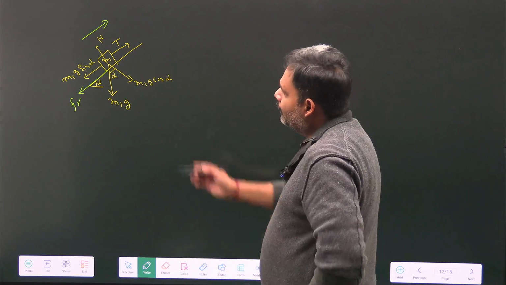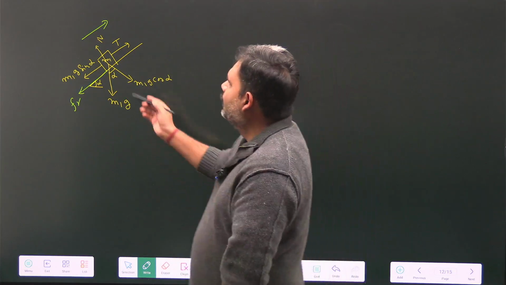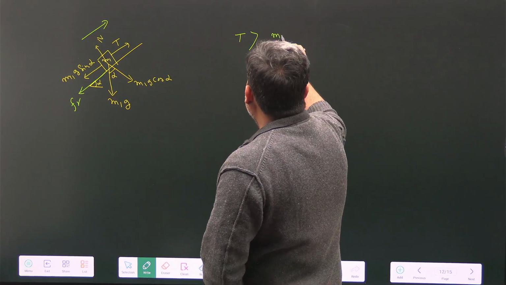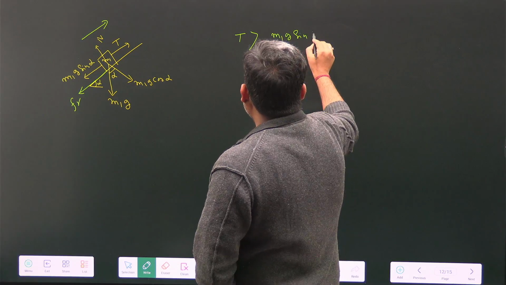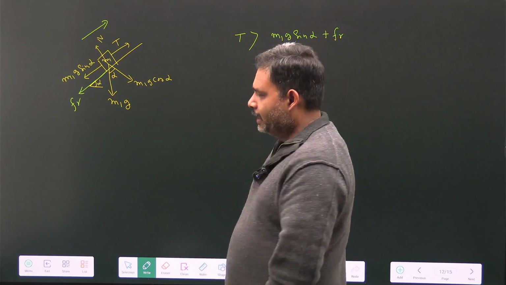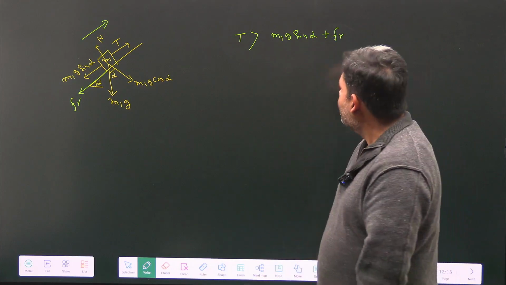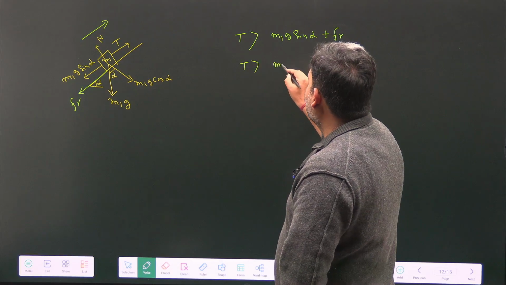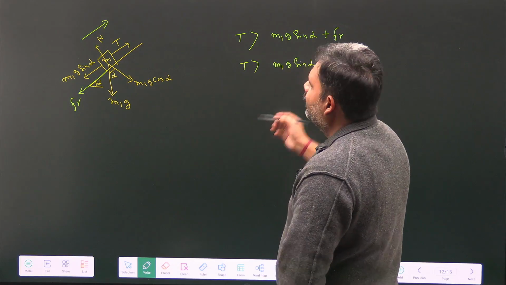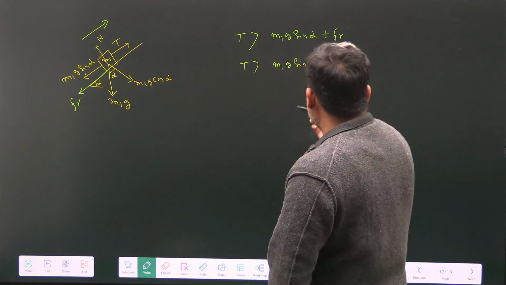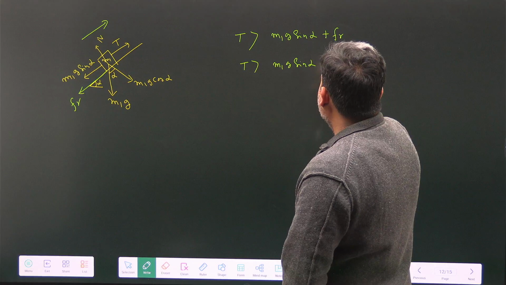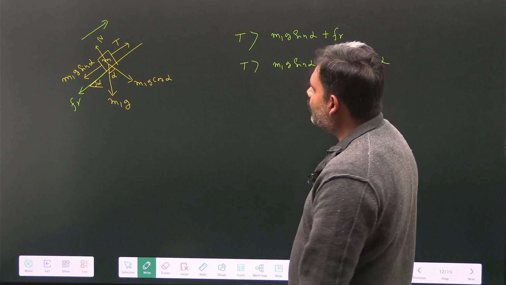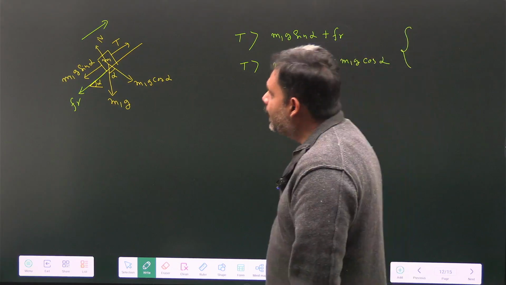Okay. So what will happen? Obviously, if it is go upward, that means tension will be greater than m1g sine alpha plus frictional force. And what will happen? This tension must be greater than m1g sine alpha. The frictional force will remain same, the magnitude will remain same, but direction will be different. So that value is equal to k m1g cos alpha. So this is my condition for m1.